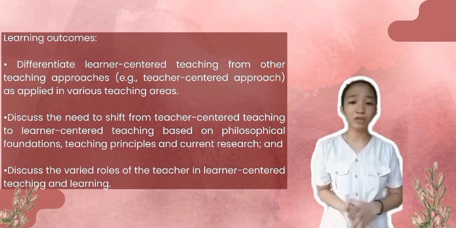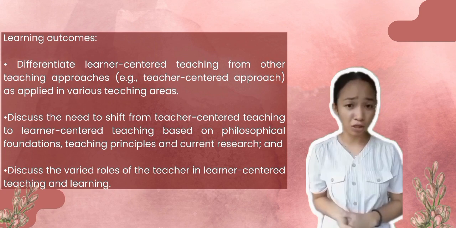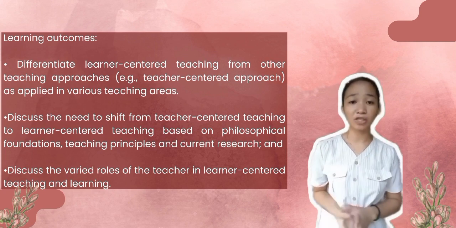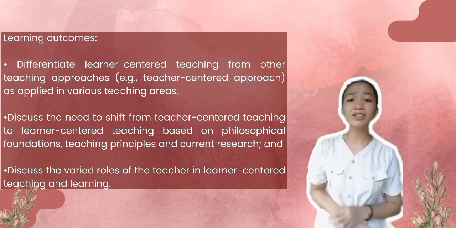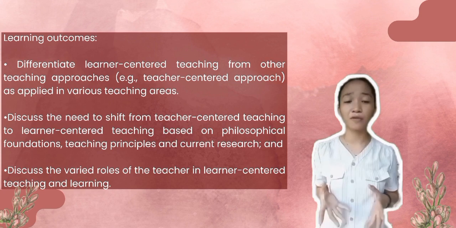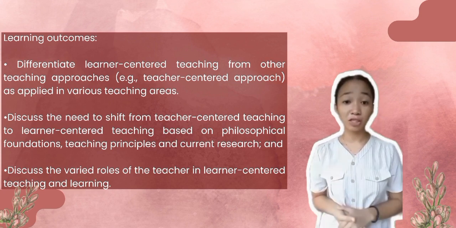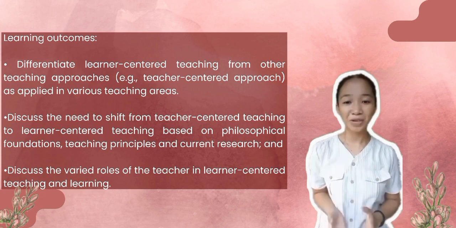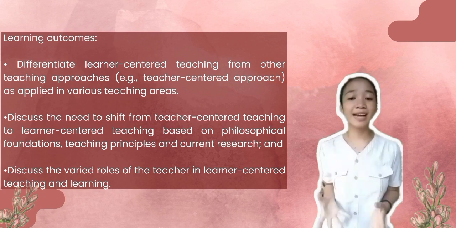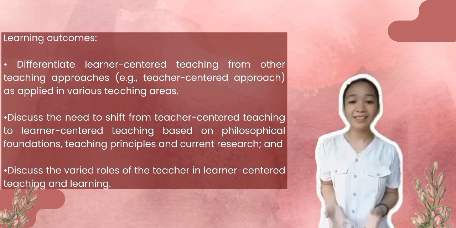So the first learning outcome is to differentiate learner-centered teaching from other teaching approaches, for example the teacher-centered approach, as applied in the various teaching areas. The second learning outcome is to discuss the need to shift from teacher-centered teaching to learner-centered teaching based on philosophical foundation, teaching principle, and current research. And lastly, to discuss the various roles of the teacher in learner-centered teaching and learning.